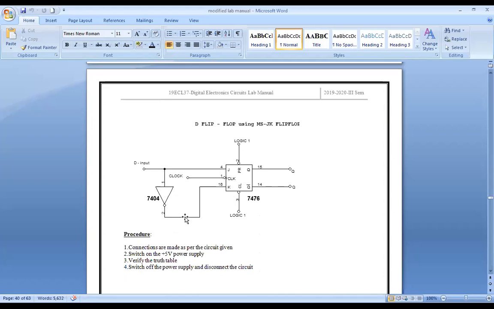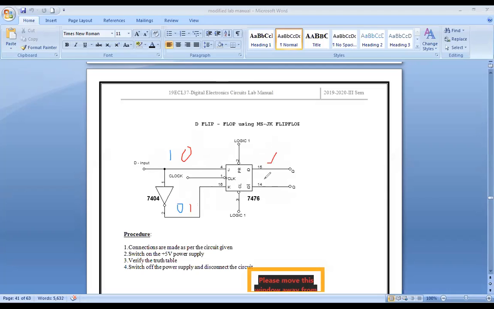So D flip-flop is something where we have an inverter. For the inverter, we use 7404, and for this JK, as usual, we use 7476. So in between, the inverter is used, which means the true value will be here and the complemented value will be here. For example, if I give a 0 here, then 1 will be here. The clock is given at pin number 1. Then whatever is your D input, the same thing you will get at your Q output.